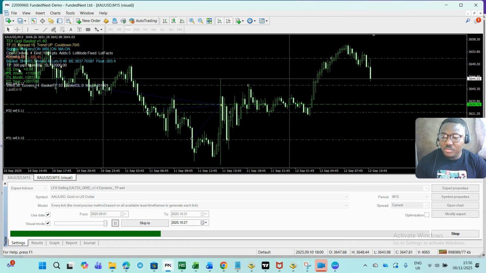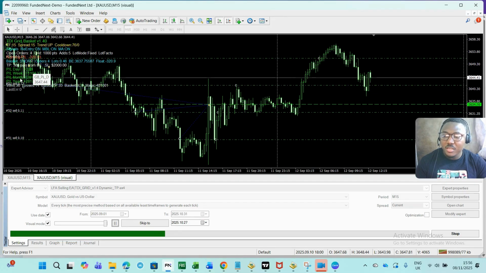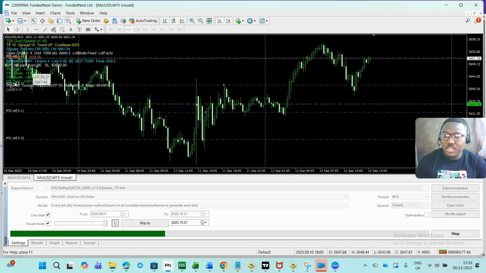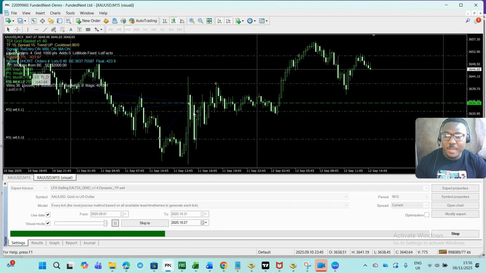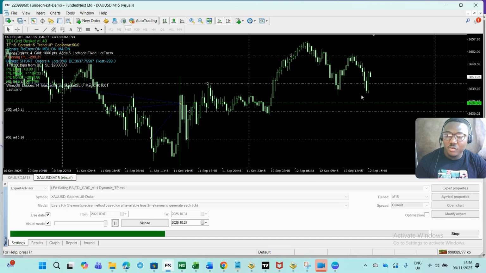So you can also see the profit it has made for the day. You can see the profit it has made for the week. You can see the profit it has made for the month. You can see the profit it has made for the year. All right, so it continues to take this grid step until the trade is closed.